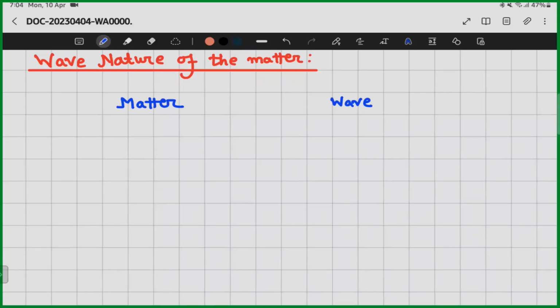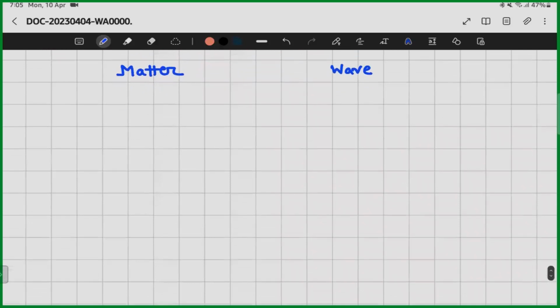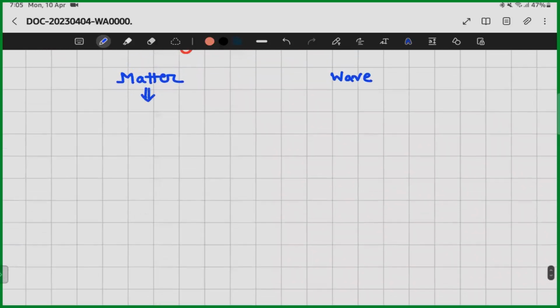But how do we characterize these two things? One important thing is mass. Matter is always associated with some mass. This pen certainly has some mass, and this mass is what defines this pen as matter. So mass is the most important criterion of matter. Wave does not have any mass, or more precisely, rest mass. What we consider mass is actually the rest mass.